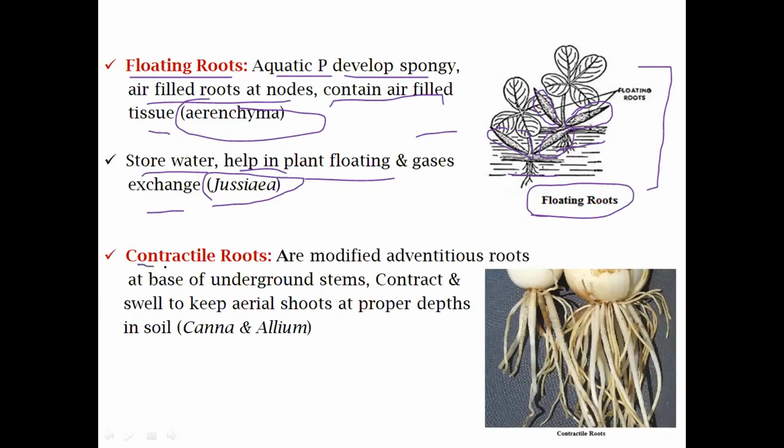Next one is the contractile roots. These roots are modified adventitious roots at the base of underground stems. These contract and swell to keep aerial shoots at proper depths in the soil. It is found in Canna and Lilium. These are known as contractile roots, and these are present at the base of underground stems. You can see here, they contract and swell, and it helps the plant keep the aerial shoot at proper depth in the soil.